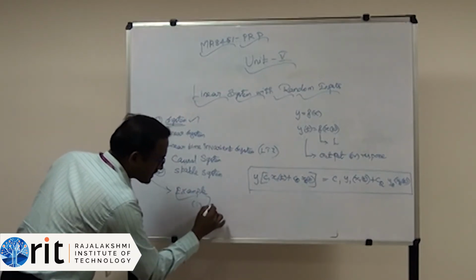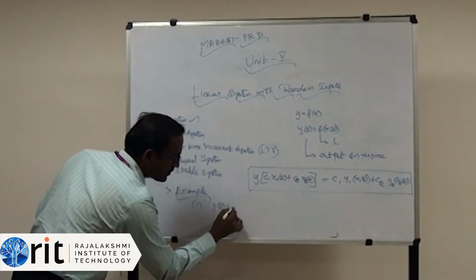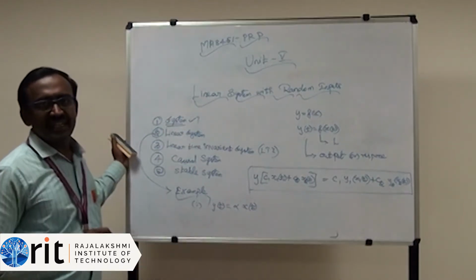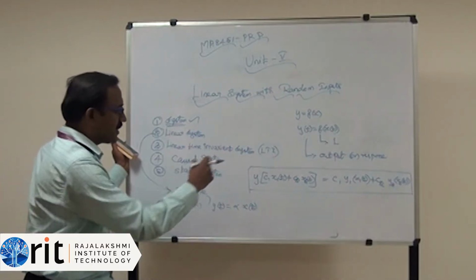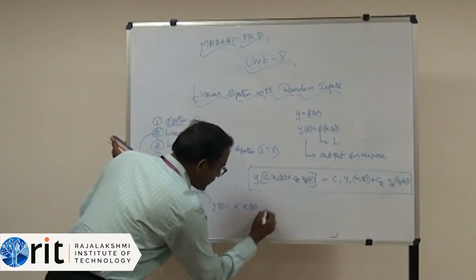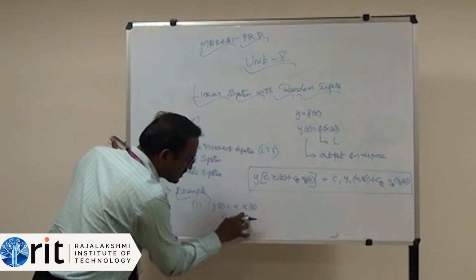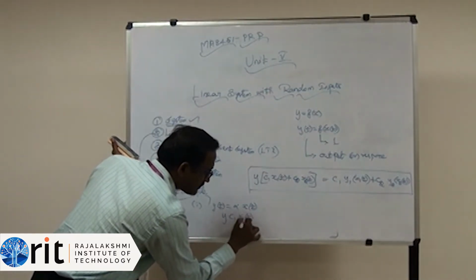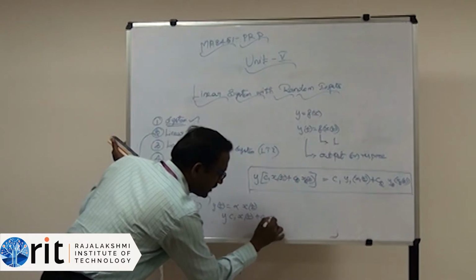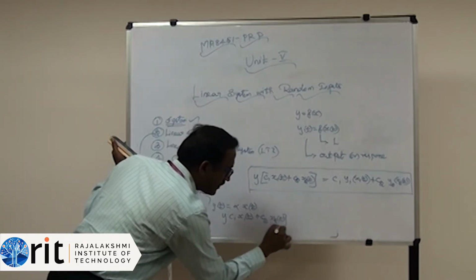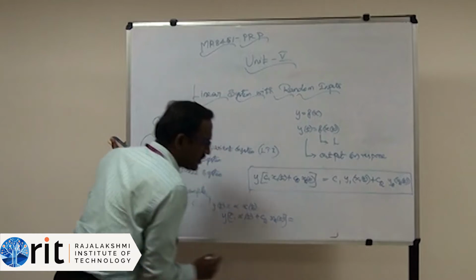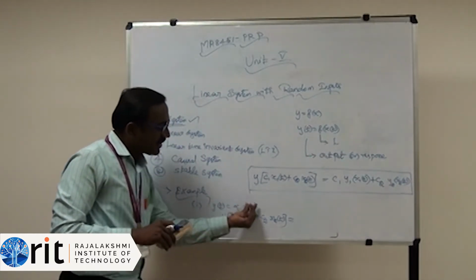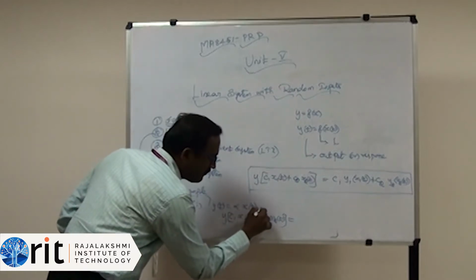Let's take one example: y of t equal to alpha into x of t. I would like to check whether it is linear or not. You can apply this formula, where the input function is c1 x1 of t plus c2 x2 of t. So the function y of t is equal to alpha into x of t, where alpha is a scalar.